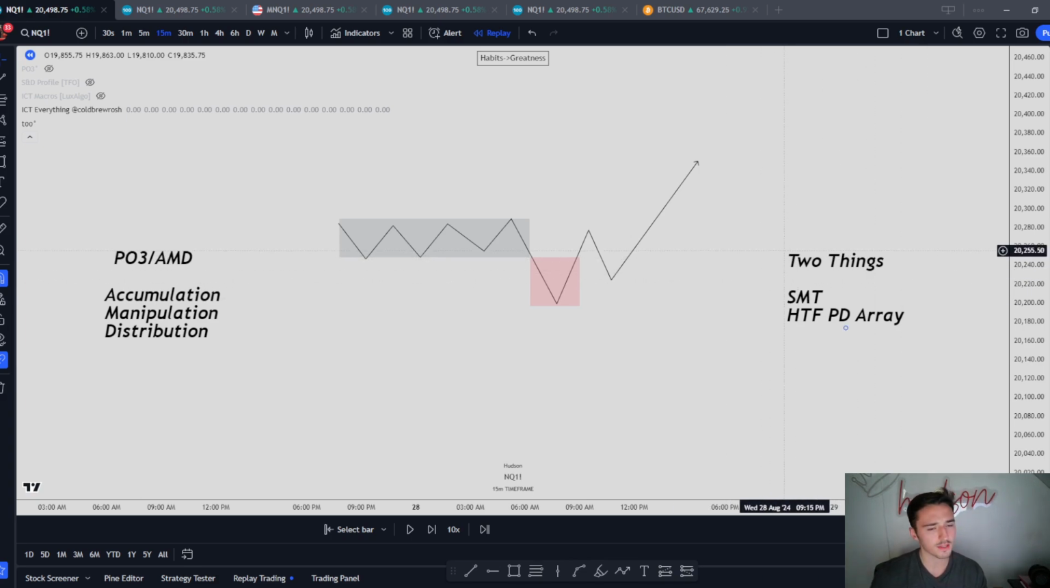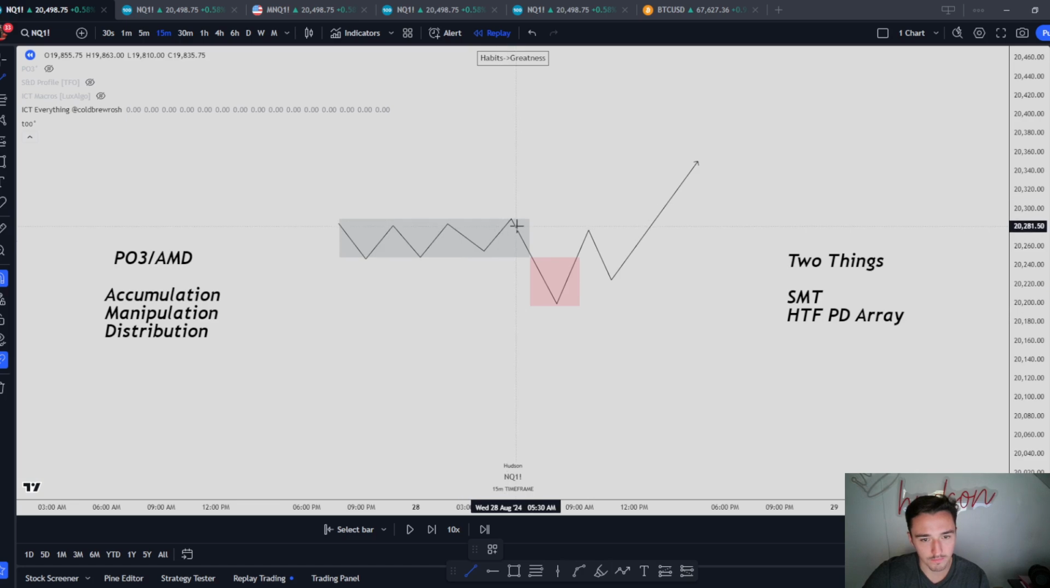Of course, there are going to be those times where we accumulate, manipulate, and then distribute without an SMT or a higher time frame PD array. But if you want a quick distribution, it will come from an SMT or a higher time frame PD array. So right here in this little depiction, we have what a Power of 3 would look like. We have our accumulation in this gray box, and our manipulation in this red box.